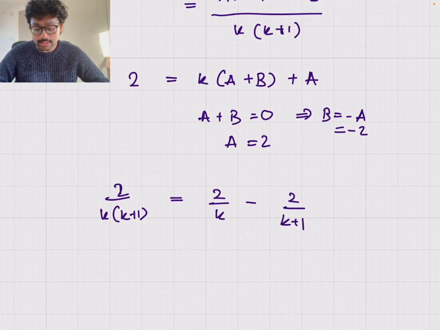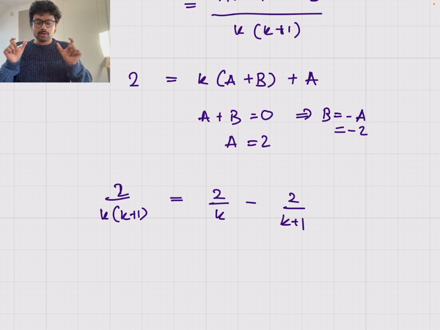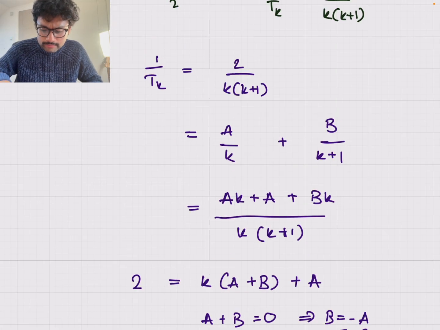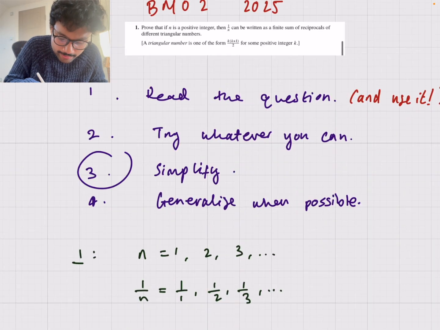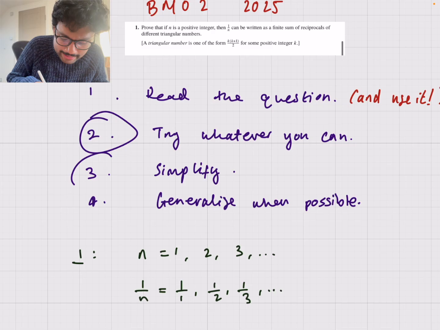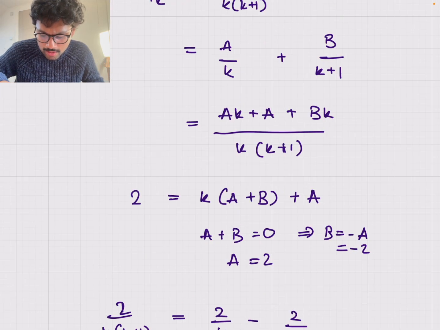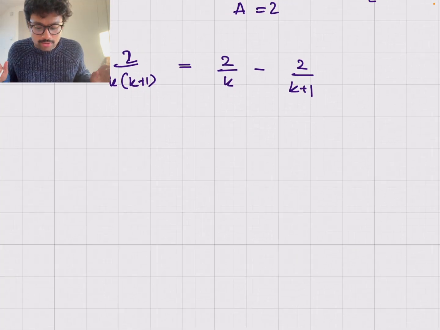This is nice. This is definitely simplified, and we have the same numerator, but we have distinct denominators, both related to k. So what can we do? What can we do with these? Well, again, let's try and simplify. Well, first, let's try whatever we can, and then let's simplify. Let's say we're stuck here. Let's say we don't know what to do.